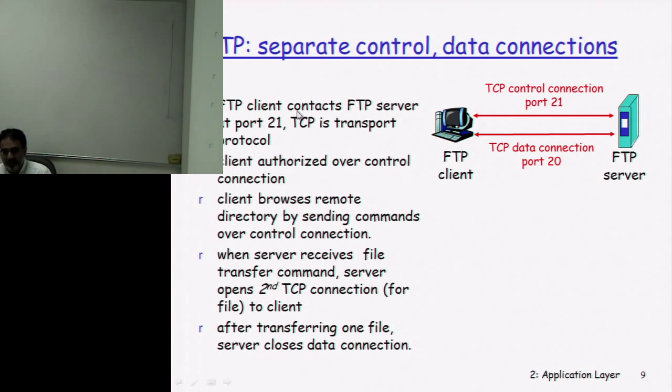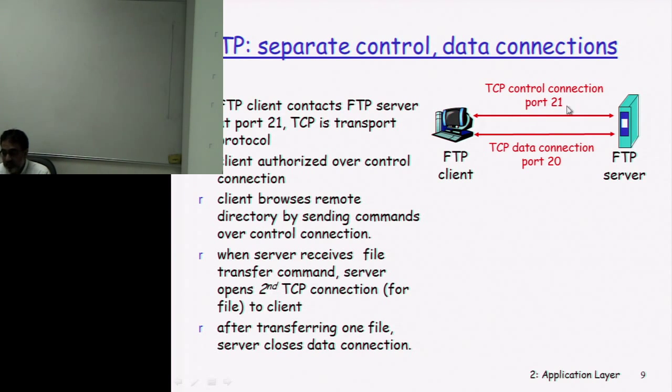FTP client contacts the FTP server at port 21. Why? To initiate a TCP control connection on port 21. TCP is the transport layer protocol, and it will establish a connection between the FTP client and FTP server on port number 21. Clear? Once the connection is established, the client is authorized over the control connection. Now the client browses the remote directory.